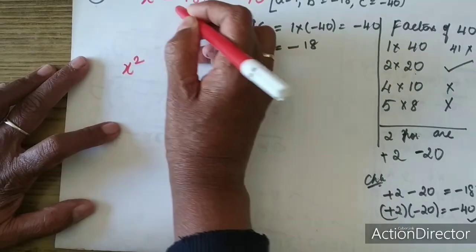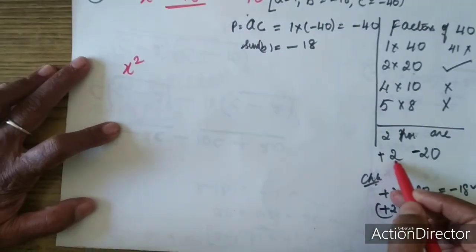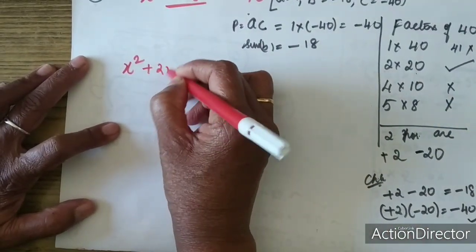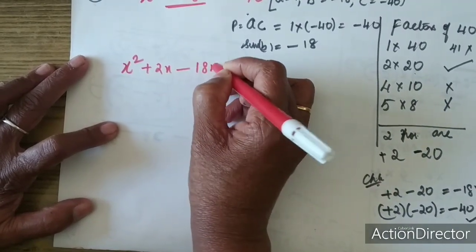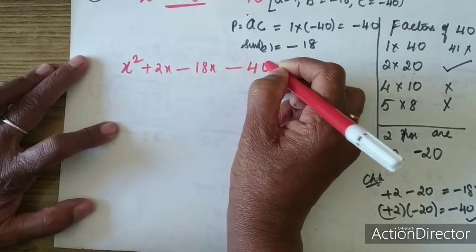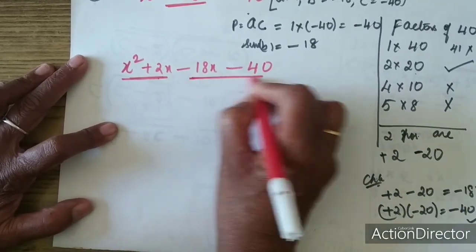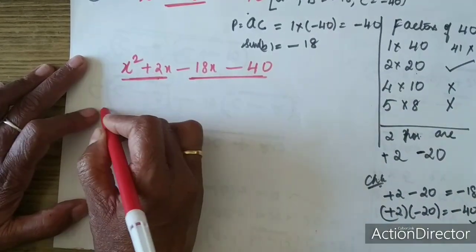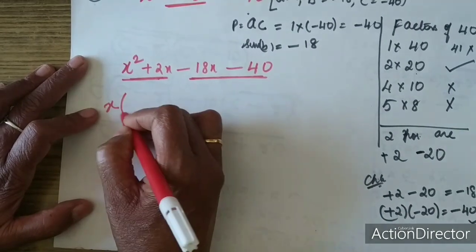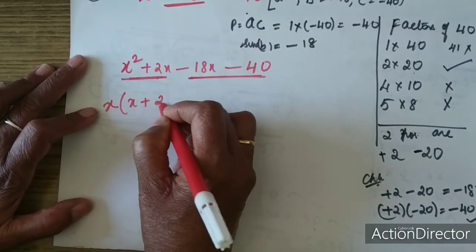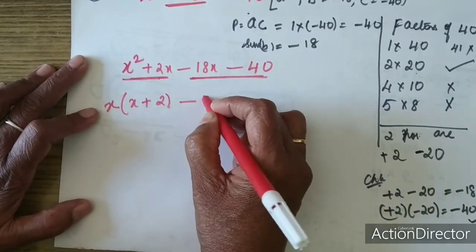x square. This middle term minus 18 is split as plus 2x minus 20x minus 40. Combine the first group, the first two terms, and the last two terms. In the first two terms, x is a common factor. So the remaining term will be x plus 2. Here, minus.